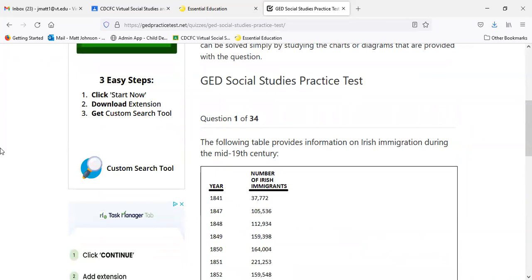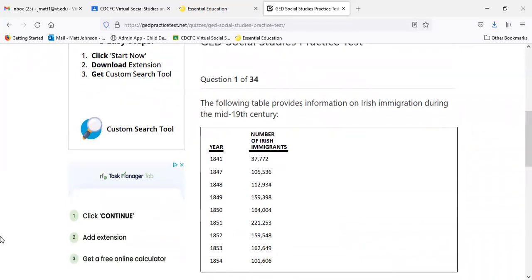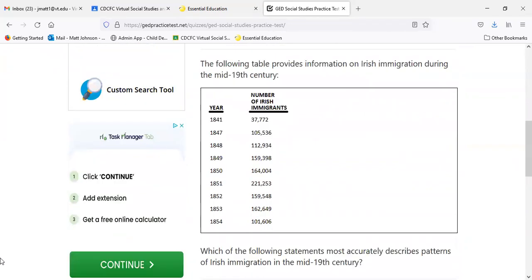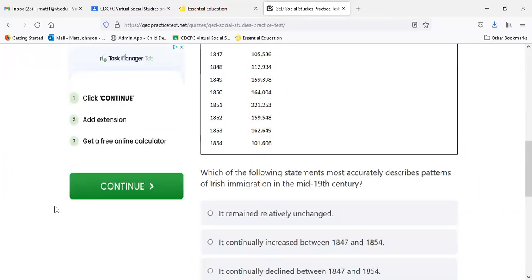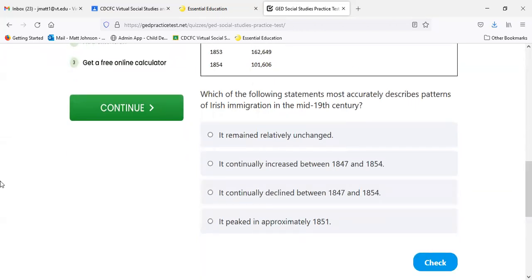So the following table provides information on Irish immigration during the mid-19th century, right? So from 1841 to 1854, and we have the number of Irish immigrants coming to the United States in each one of those years. So let's see, Nilda, I'll give you a chance at this one here. So which of the following statements most accurately describes patterns of Irish immigration in the mid-19th century? It remained relatively unchanged. It continually increased between 1847 and 1854. It continually declined between 1847 and 1854.